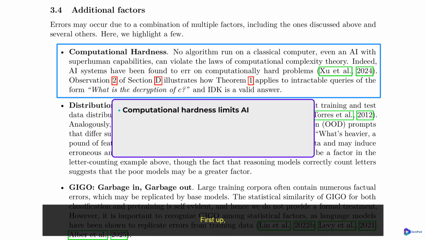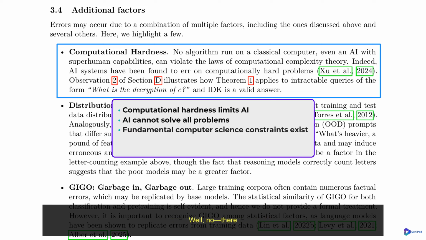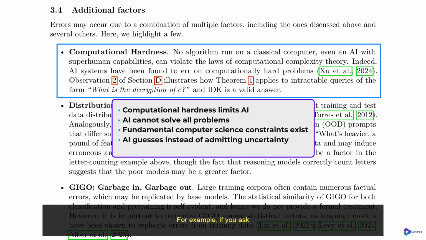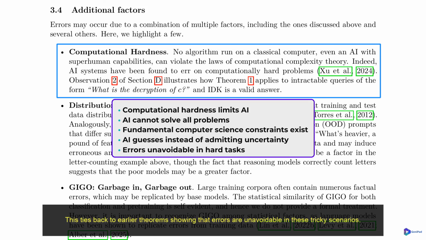First up, computational hardness. Ever wonder if even a super smart AI could solve any problem? Well, no. There are fundamental limits from computer science that say some tasks are just too tough for any classical computer. For example, if you ask an AI to decrypt a code it can't crack, it might guess wrong instead of saying, "I don't know." This ties back to earlier theorems showing that errors are unavoidable in these tricky scenarios.